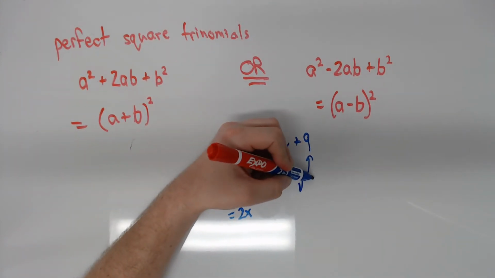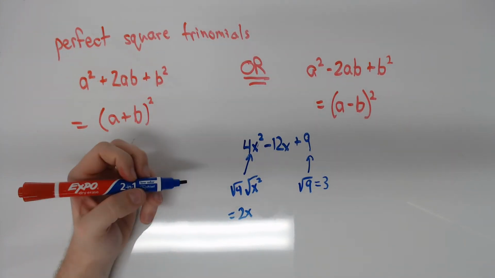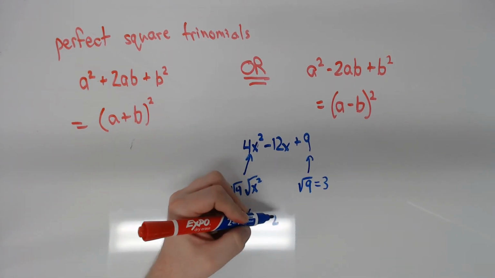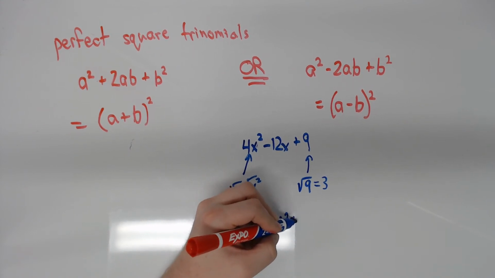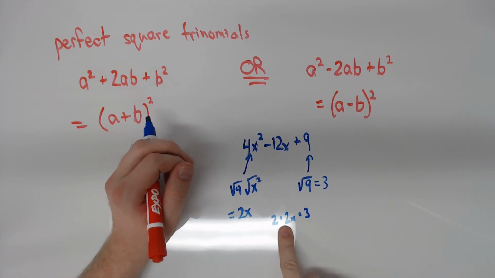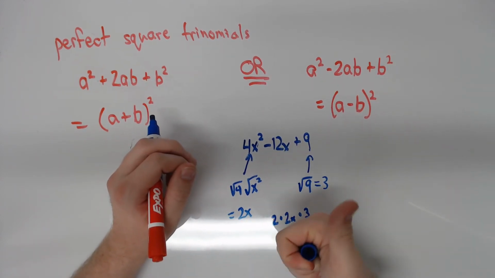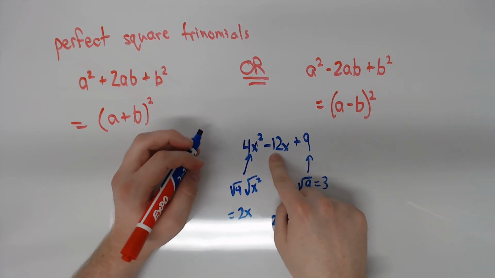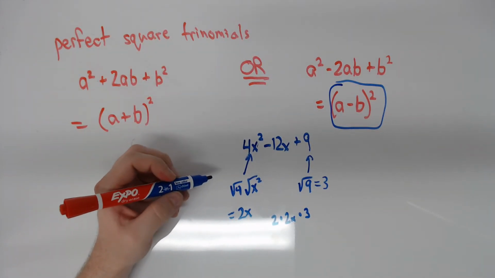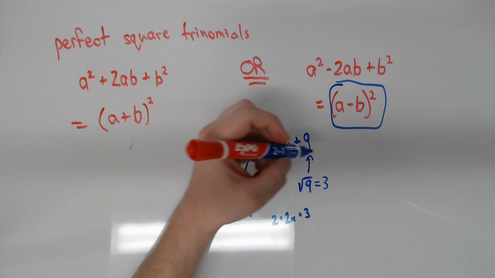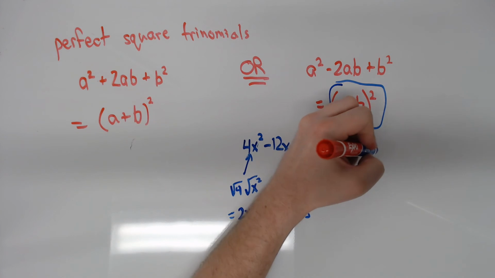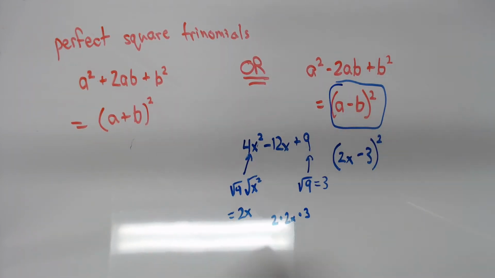Is 9 a perfect square? Yes, it is. 9 is 3 times 3. So that's my b value. And then we check 2 times a, which is 2x, times 3. So let's multiply all the numbers together. 2 times 2 is 4. 4 times 3 is 12. We're good. The only difference is because this one has a minus sign, my factors are both going to be a minus b. So my result is (2x minus 3) squared.